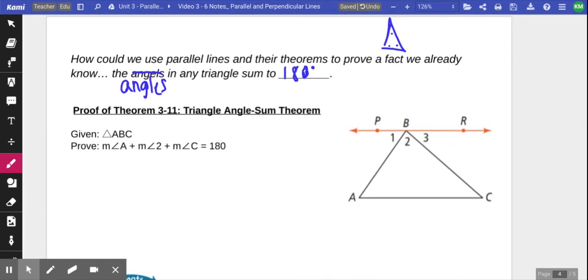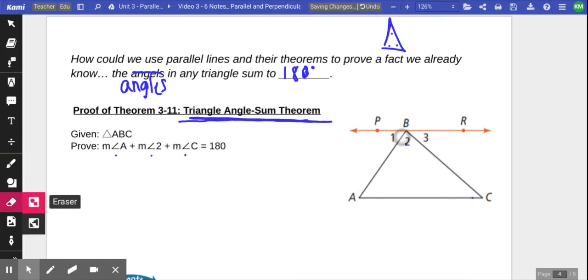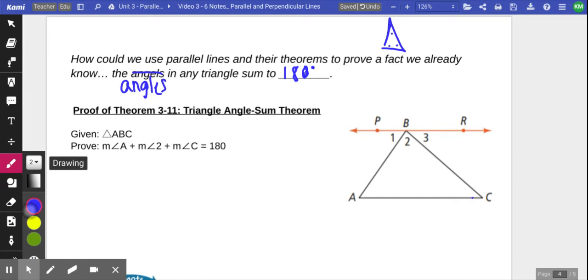So basically, here's our triangle, ABC. Notice we have angle A down here, this angle up here, angle 2, and angle C over here. The triangle angle sum theorem basically says that the three angles, angle A, angle 2, and angle C, are going to sum to 180 degrees. Right? And we know this fact. We've used this fact, honestly, since middle school. So how do we prove it now?